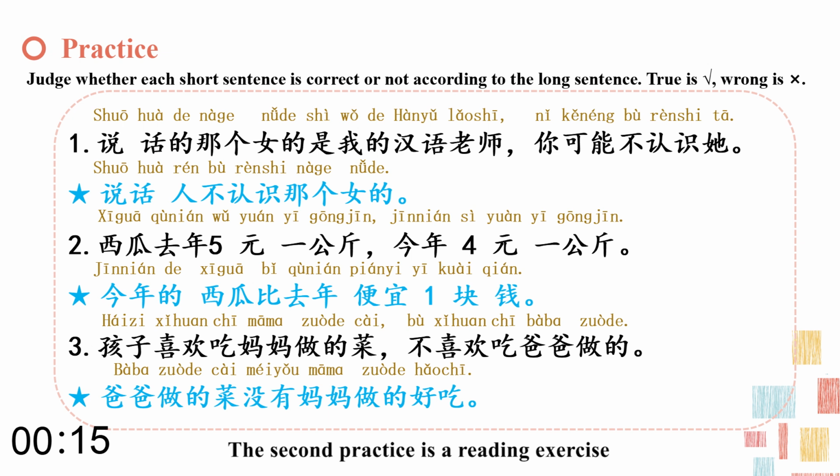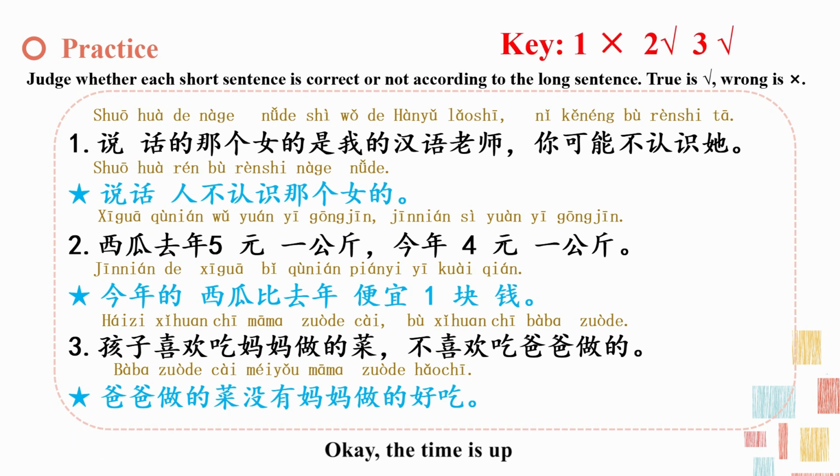The second practice is a reading exercise. Judge whether each short sentence is correct or not according to the long sentence. True is a tick, wrong is a X. You have 15 seconds to finish this exercise. Okay, the time is up. Please check to see if your answers are correct or wrong. The key is on the upper right of the screen.